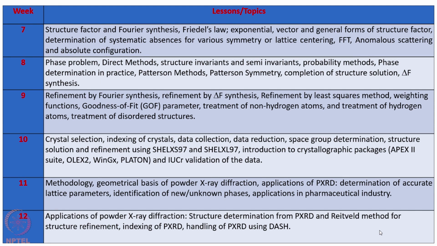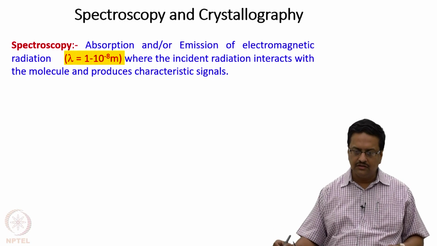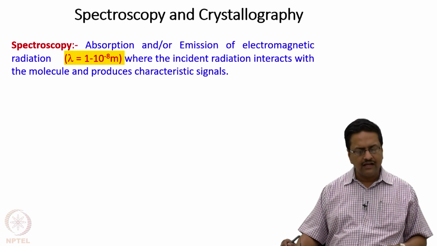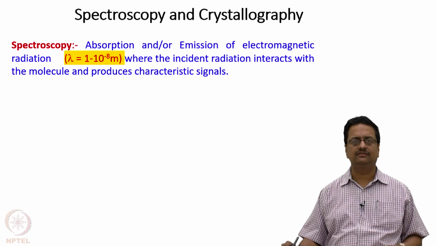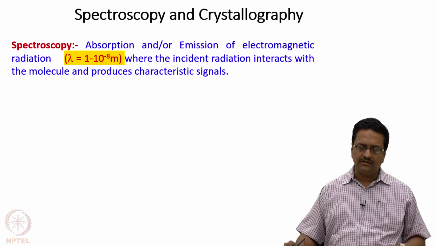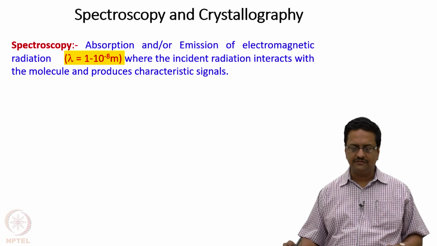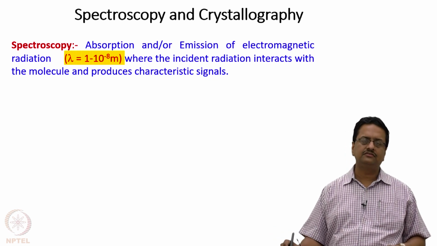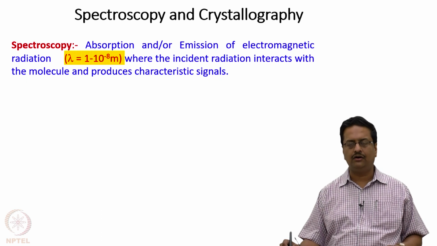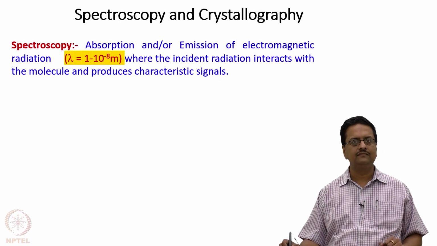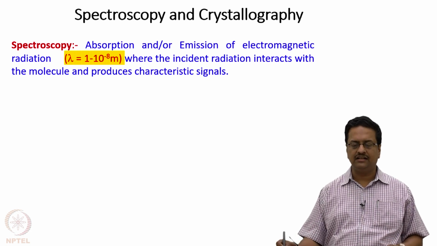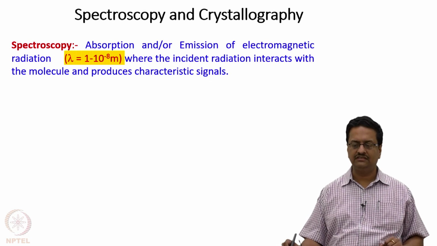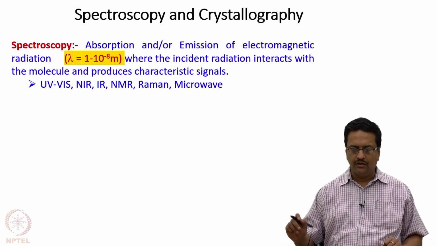So to start with, we should have this idea: why do we need to study X-ray crystallography at all? See, many of us have studied spectroscopy in the past, and as we know, spectroscopy is a method of absorption and or emission of electromagnetic radiation of a large range of wavelengths, starting from 1 to 10 to the minus 8 meter, where the incident radiation interacts with the molecule and produces characteristic signals.